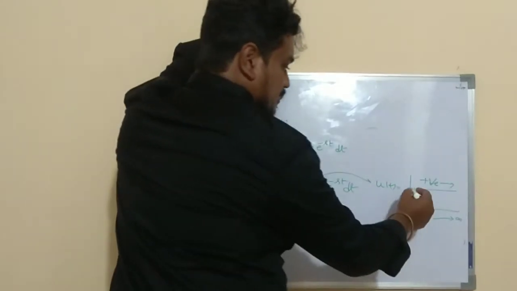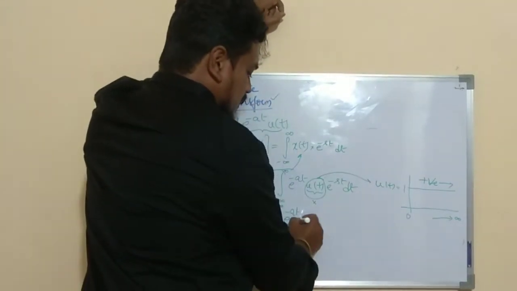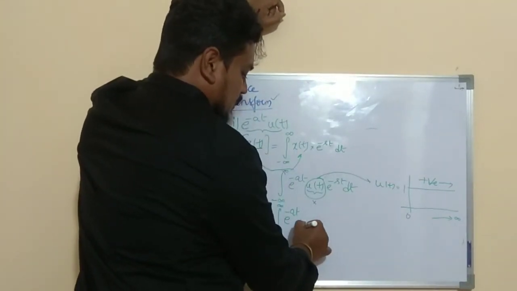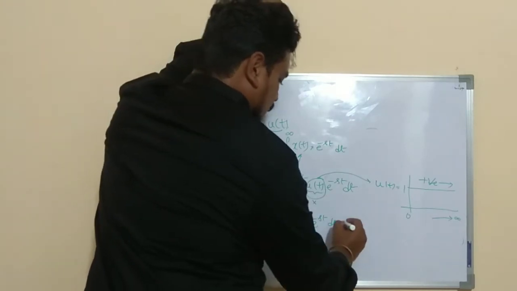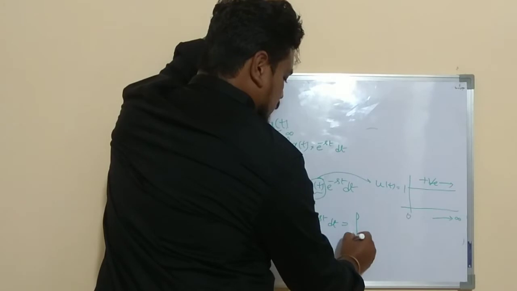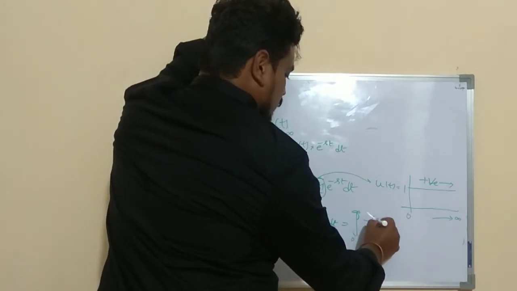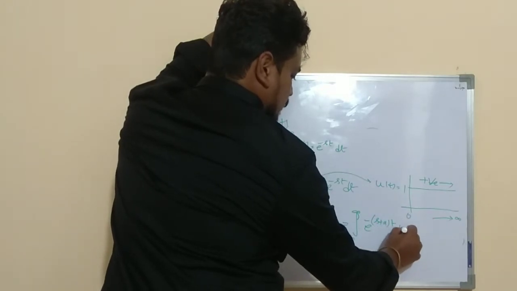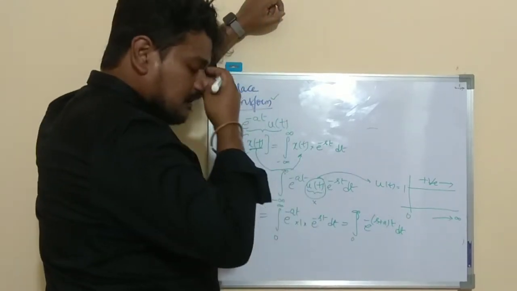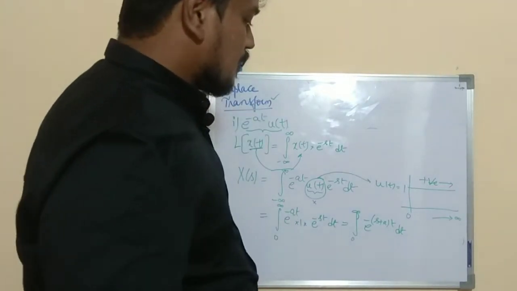Why? Because u of t means what? Magnitude is 1 only, right? So that magnitude has been written here. If you want to write, you can write it here, into e power minus st into dt. Afterwards what happens is that this is integral 0 to infinity e power minus of s plus a into t into dt, right? So you need to recall the formula of integration of e power x.